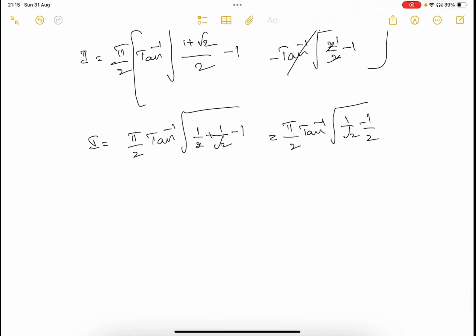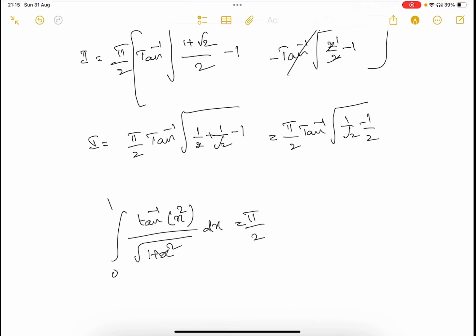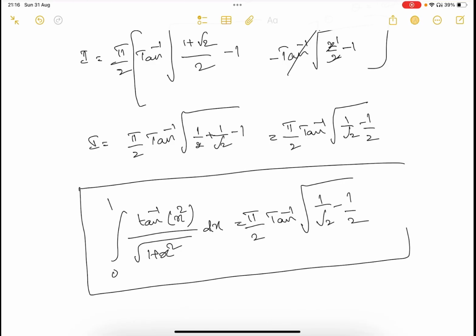So finally our integral from 0 to 1 of tan inverse of x square by root 1 plus x square dx is pi by 2 tan inverse of 1 by root 2 minus half. So this is the final integral.